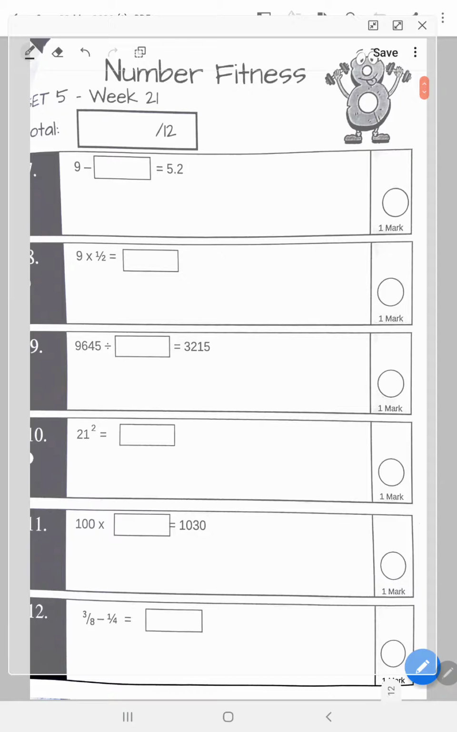So now we've got 9 subtract something is 5.2. If we've got our 9 here and we've got our 5.2, and that is the amount we're subtracting. Well, we know 9 subtract 5.2 will give us that question mark. So 9 subtract 5.2 gives us 3.8.